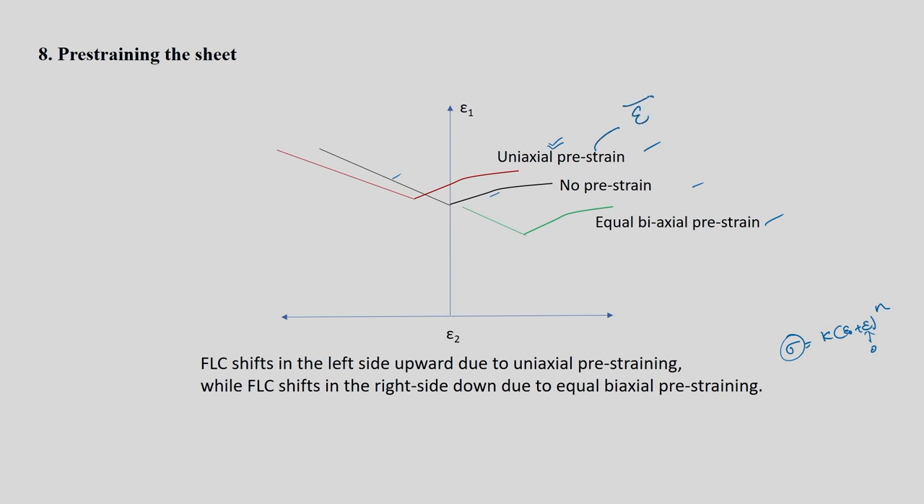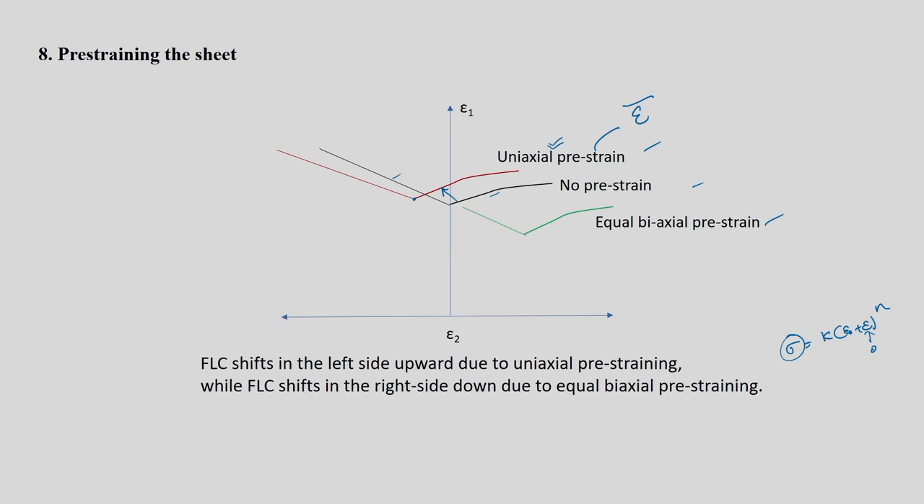So up to a particular epsilon bar, you are deforming the material and then you are evaluating the forming limit curve using any test procedure. Then you will see that in the uniaxial pre-strain, the forming limit curve is going to change in this fashion, the black color one to red color one. You will see that your plane strain location has actually moved, and it looks like there is some slight upward movement of the forming limit curve.